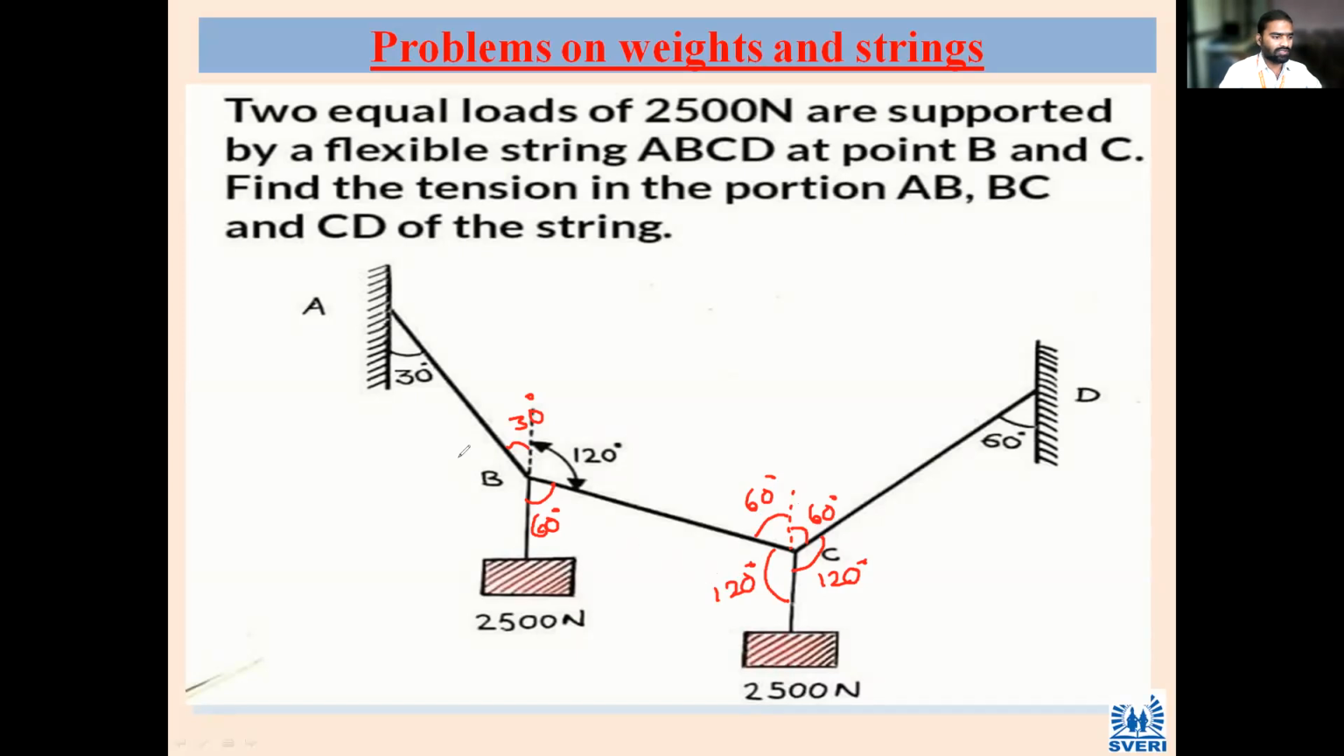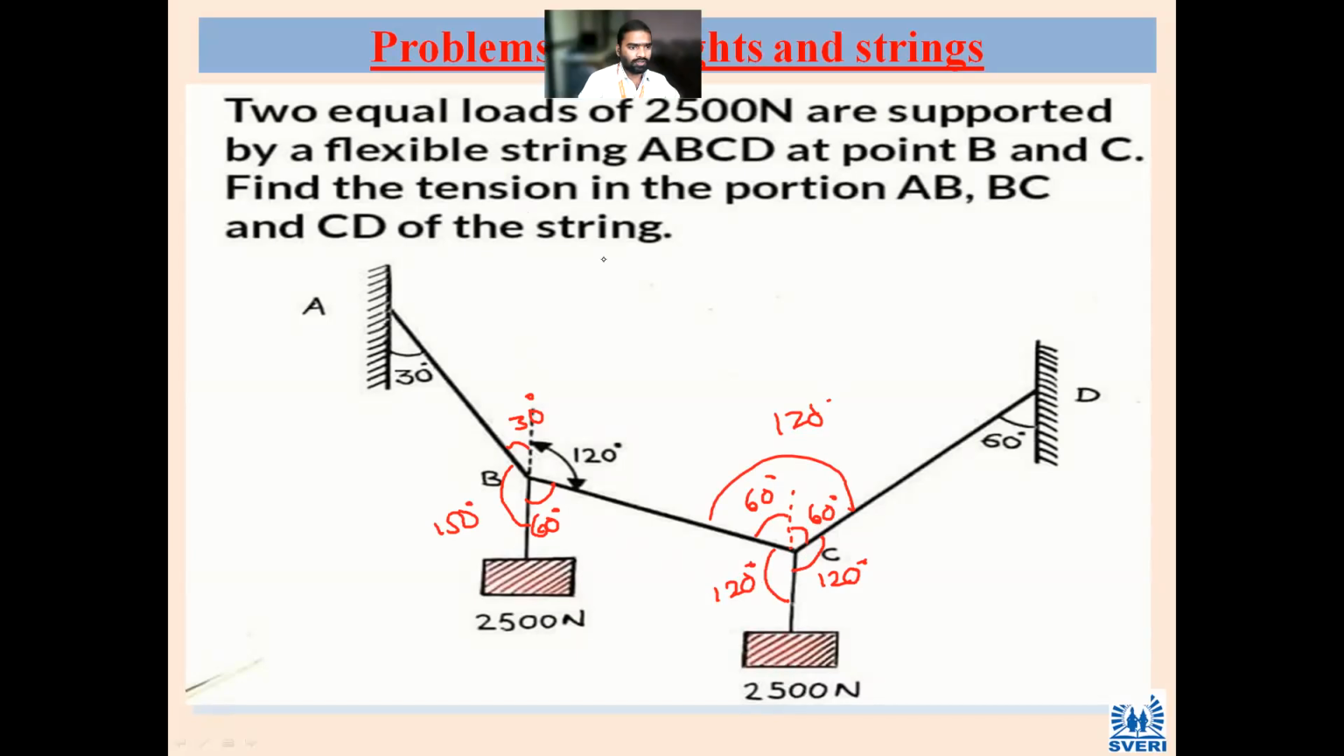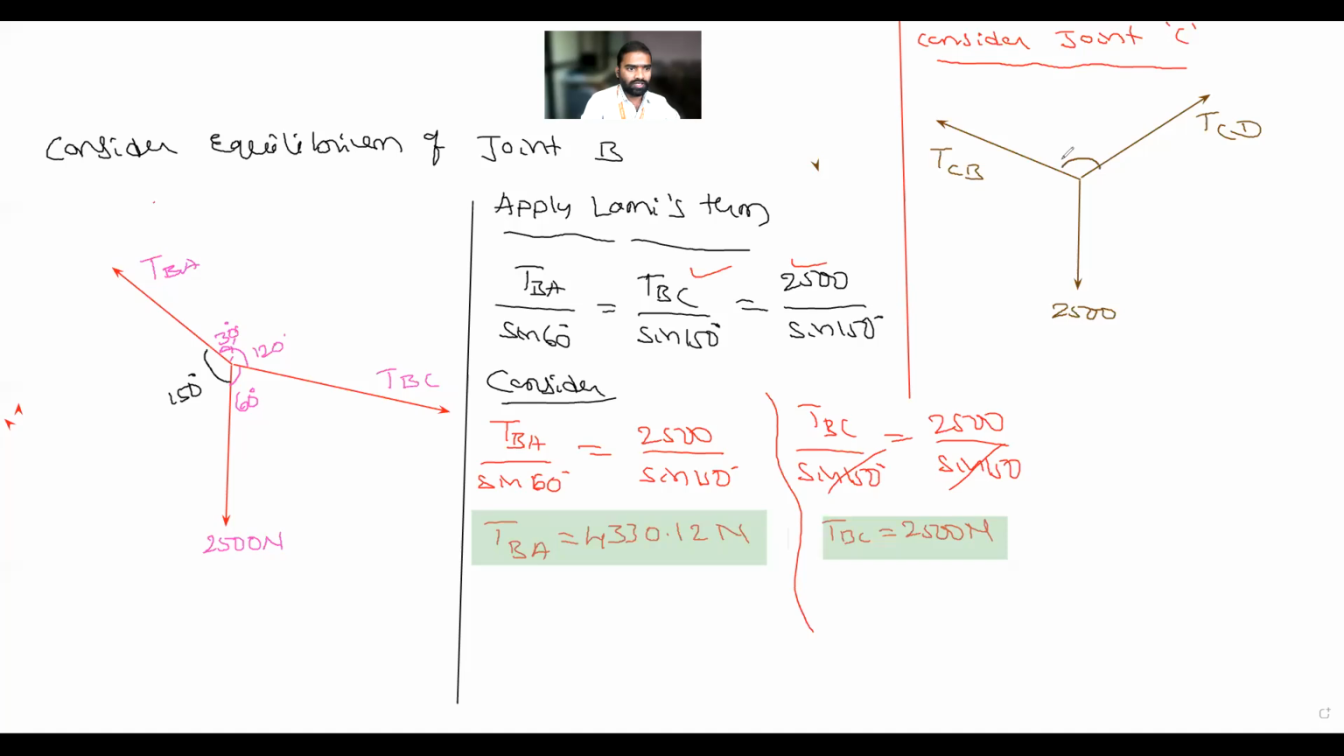You got all the angles. Correct? So this angle is how much? It is 150 degrees. Here it is 60, 60. The total is how much? This is 120. All angles are 120. Correct? Yes, sir. So this is 120, this is 120, this is 120 degrees.